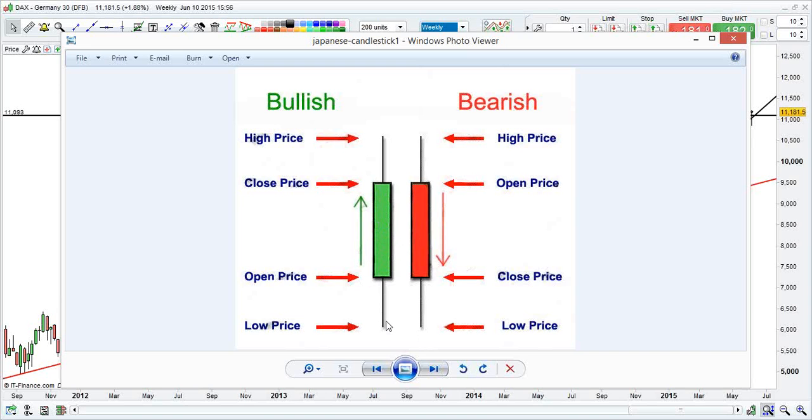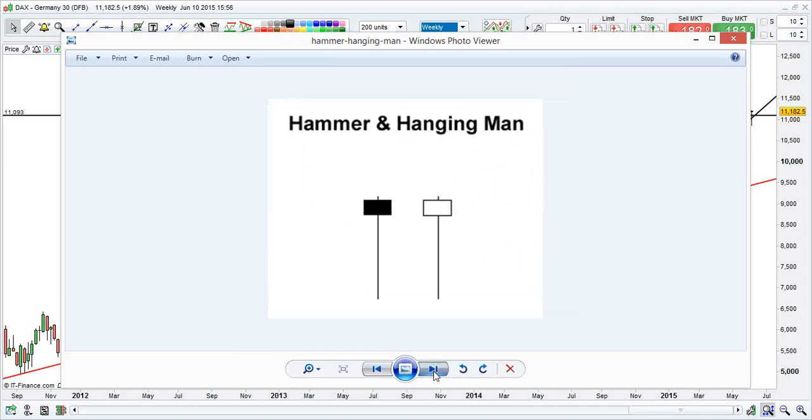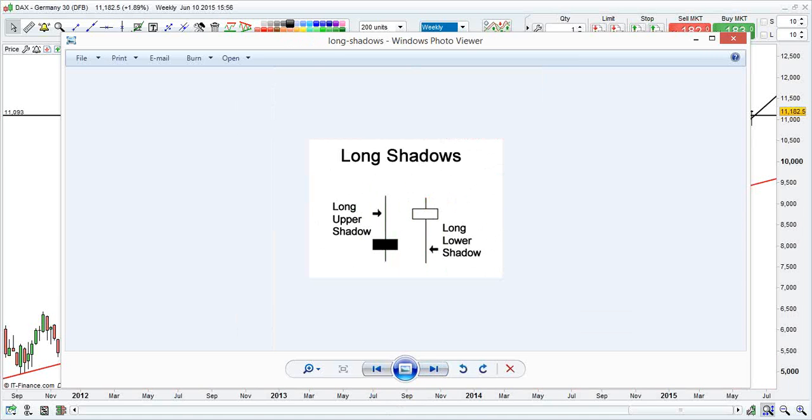Okay, and there are varying names given to the different shaped candles, and we will cover some of those more popular candlestick shapes here now. Okay, so I'm going to bring up some of the more popular shapes of our candlesticks.